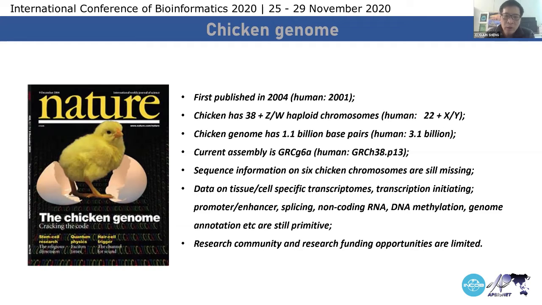The chicken is pretty well used for developmental biology, but because of the community size, the effort to improve those omics level information is pretty primitive here. And this, of course, is reflected by the fact that the community size and the funding opportunities are very limited in comparison with what is available for humans. But we still need to work on this.